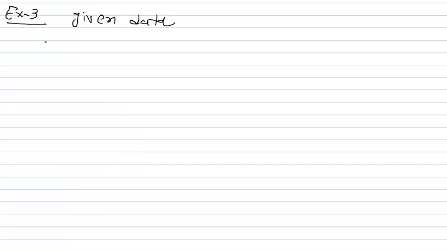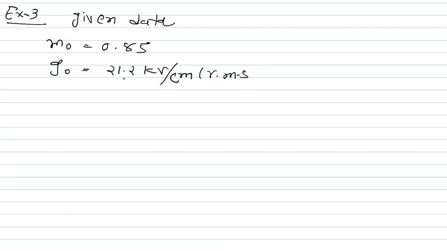M0 is given, 0.85. G0 is given, 21.2 kilovolt per centimeter RMS value. Then the delta, the air density, we need to calculate the temperature for air density.